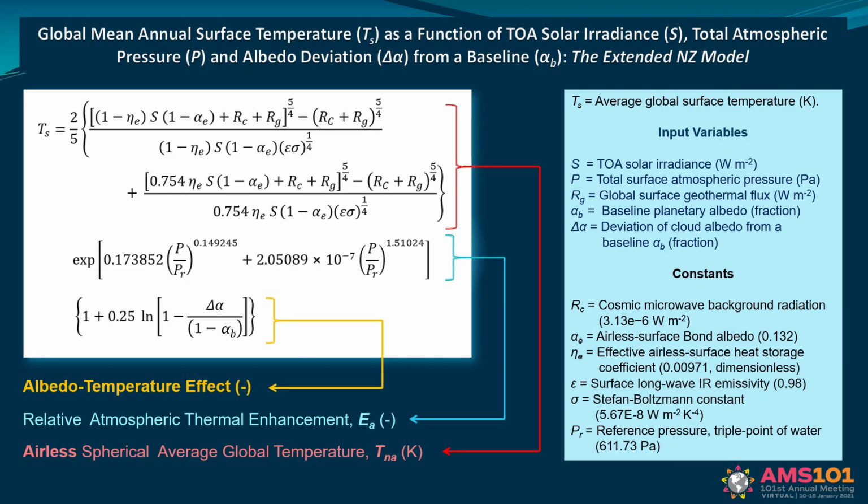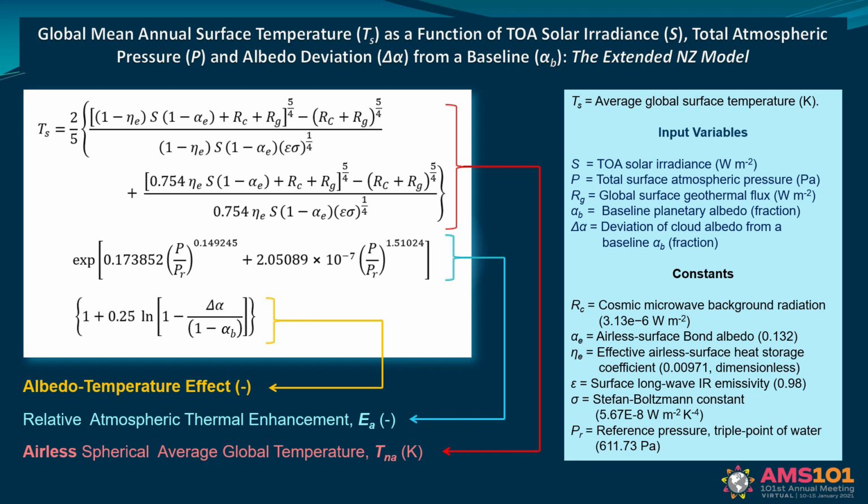This is an extended version of the Nikolov-Zeller planetary temperature formula incorporating the above albedo effects. A planet's global annual average surface temperature is now a product of three terms. A, the no-atmosphere temperature T sub NA, marked in red. B, the pressure-induced relative atmospheric thermal enhancement E sub A, marked in blue. And C, the effect of albedo anomaly on global temperature, marked in yellow.